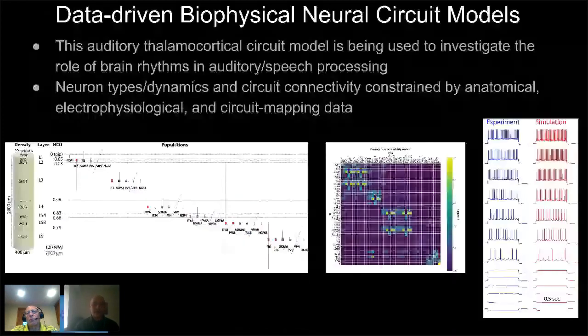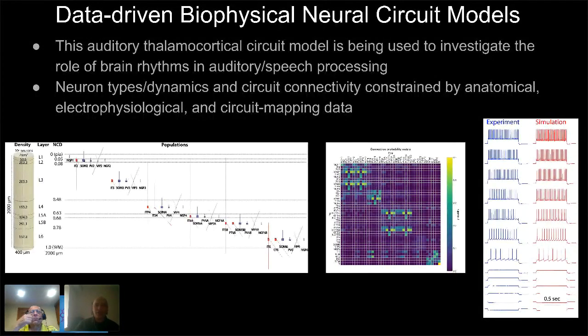And then on the other side, we have these data-driven biophysical neural circuit models, which have really taken off because there's a lot of data sharing, and they've been developing for many decades. And this is an example of an auditory thalamocortical circuit model, which we've been using to start to investigate the role of brain rhythms in auditory and speech processing.